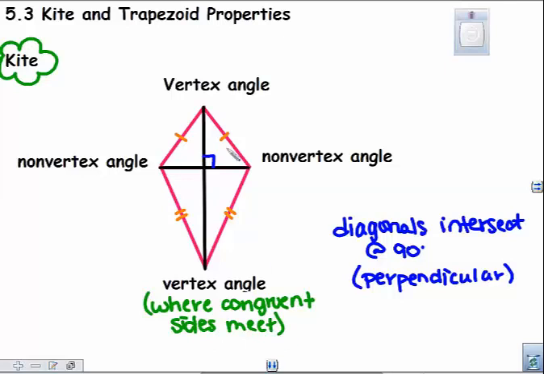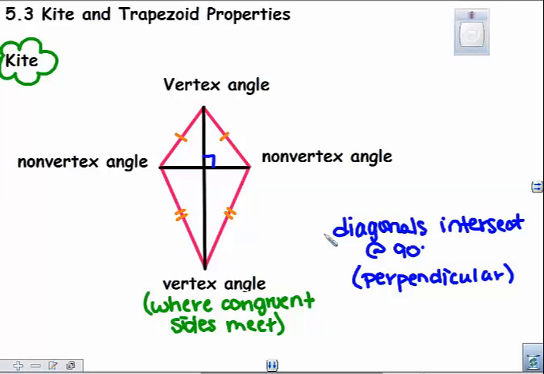And then your other angles, where the two sides that are not congruent meet, are the non-vertex angles. So we have vertex angles and non-vertex angles. We know that the diagonals are perpendicular, and you can see that it's broken this into 4 triangles. These 2 triangles on top will be congruent, and these 2 triangles on bottom will be congruent, because the diagonal from vertex angle to vertex angle bisects those angles.